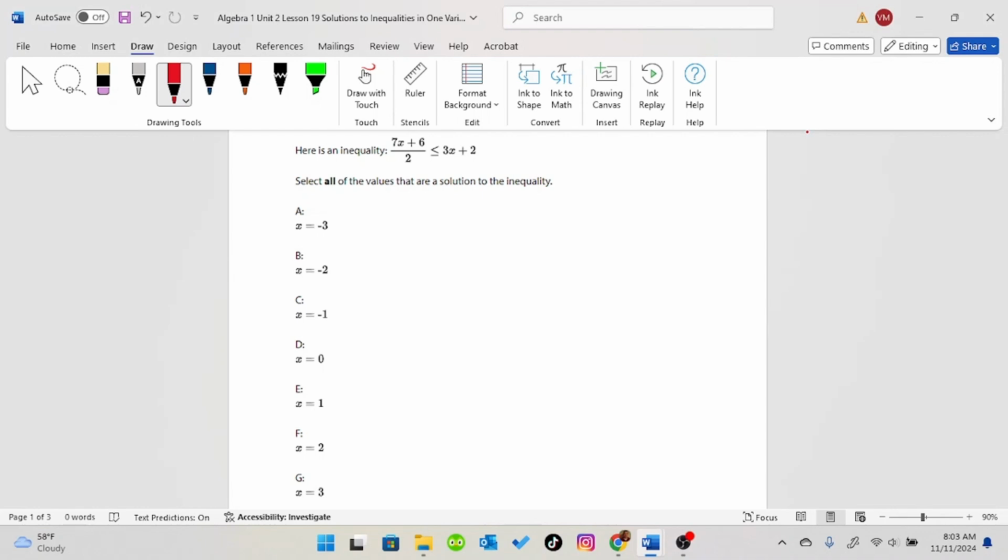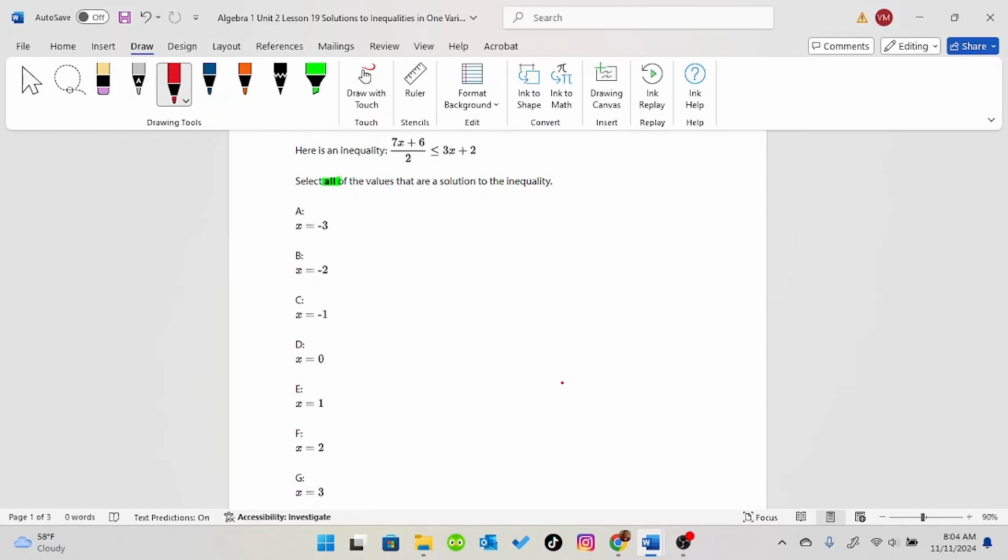Now we can start the practice problems for Unit 2, Lesson 19, Solutions to Inequalities in One Variable. Here is an inequality. 7x plus 6 over 2 is less than or equal to 3x plus 2. Select all of the values that are a solution to the inequality. Remember, anytime we see that word all, it means there can be more than one correct answer.